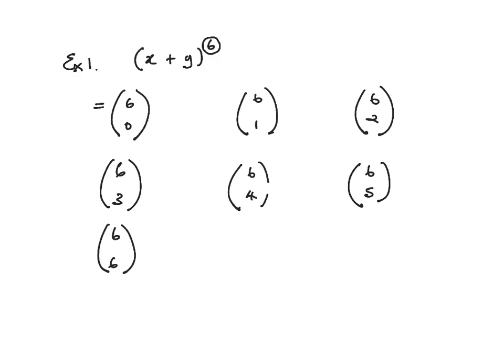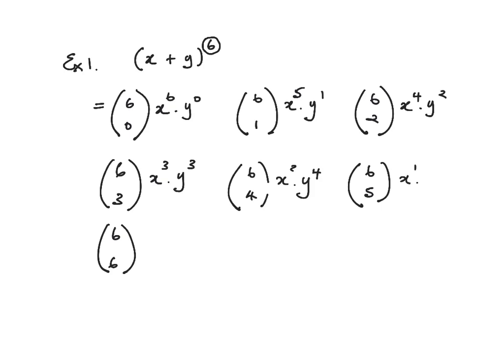What happens next? Well, we're going to have the first term as x to the power of 6 and y to the 0. We reduce the power of x by 1 and increase the power of y by 1, so x to the power of 5, y to the 1, x to the power of 4, y squared, x to the power of 3, y cubed, x to the power of 2, y to the power of 4, x to the power of 1, y to the power of 5, and x to the power of 0, y to the power of 6.